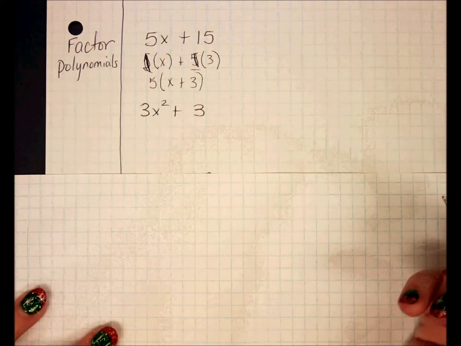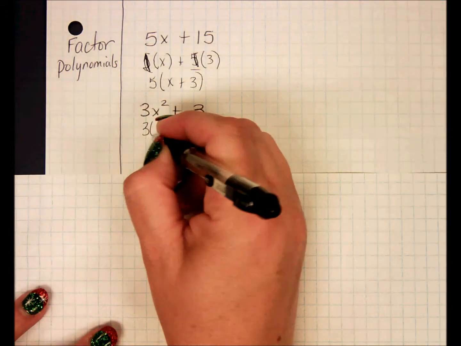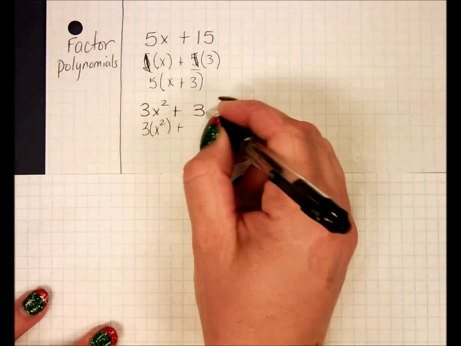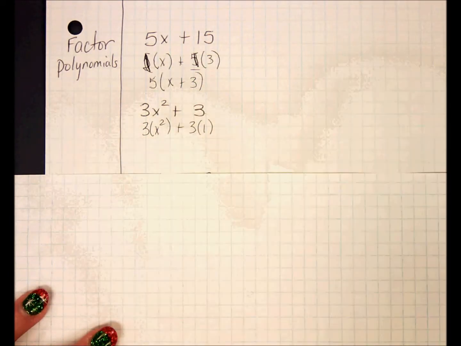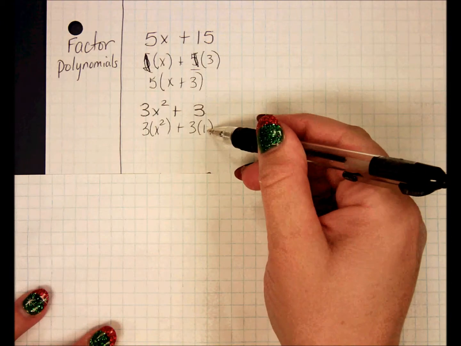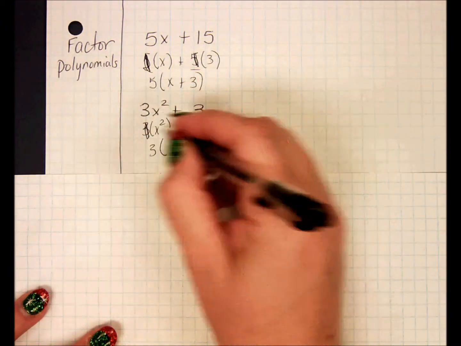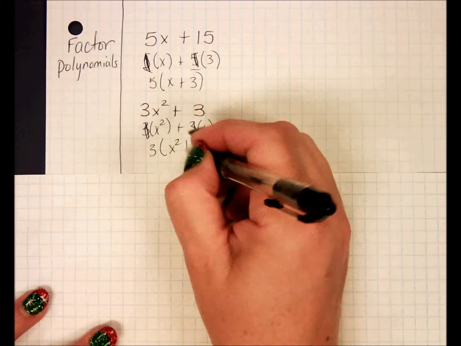What do they have in common? They both have 3. This one is 3 times x squared. This one is 3 times 1. And it's very important you do the step, because I see all the time people skipping this step and then they miss something like this. So we take the 3 out and we're left with x squared plus 1.